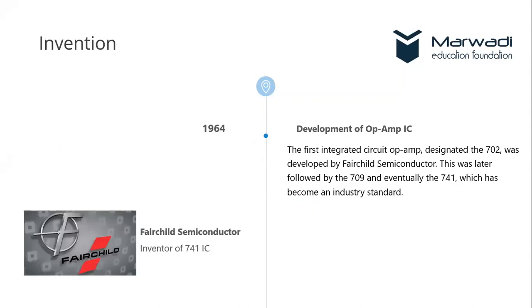In 1964, a manufacturing company called Fairchild Semiconductor developed this 741 IC. This is called 741. It's an integrated circuit. The first integrated circuit was designated 702, developed by Fairchild Semiconductor, and then it was followed by 709, and eventually we got 741. 741 is considered a benchmark for the operational amplifier, and it has become the standard for industry also.